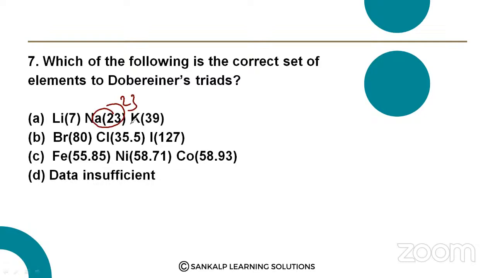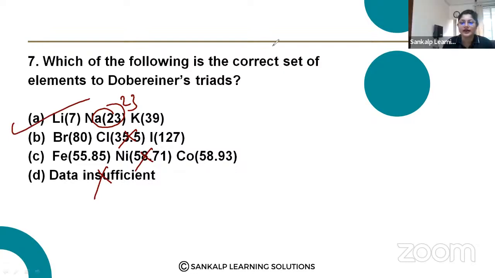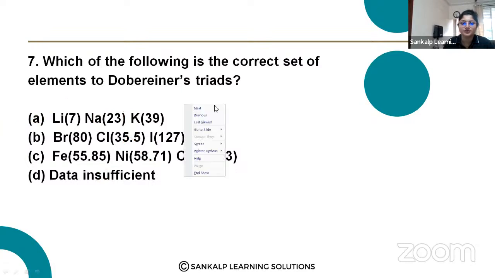Then the next one, if I add 80 plus 127 divided by 2, it is 103. So this is wrong. Then the next one, 55.85 added with cobalt, that is 58.93, divided by 2, is 57.39. So this is also wrong. Data insufficient, wrong. So it is option number A. So the correct set of Dobereiner triad is option number A, that is lithium, sodium, and potassium. When you add the lightest and the heaviest element, you get the atomic mass which is close to the middle element. So we'll go for the next one.